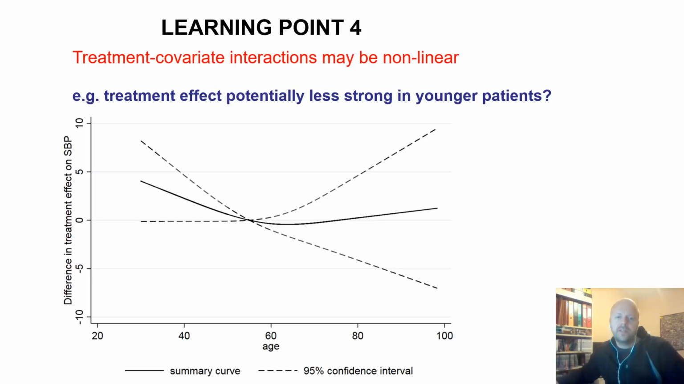Learning point 4 is that interactions may actually be nonlinear. So if you've got a continuous covariate, the previous slides I've assumed a linear relationship, but actually it may be nonlinear. In this example, what I'm showing you is that the treatment effect on systolic blood pressure may be not as strong in those that are younger compared to those that are older. My reference group here is people that are age 55, and below 55 there seems to be strong evidence of a difference in the treatment effect for those that are younger compared to 55.